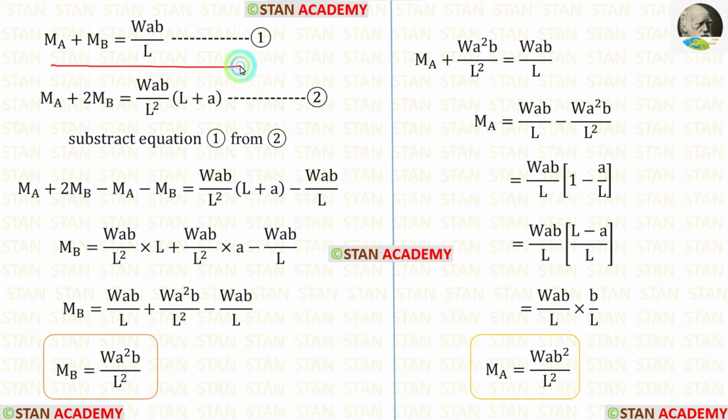In the first equation, let us apply the value of MB. Let us take this term on the right side, so it will become negative. WAB upon L is common, let us take it outside. For these two terms, let us take LCM. 1 into L, we will get L. We know that L minus A is B. B into B, we will get B square, and L into L, we will get L square. Finally, we have got MA, which is equal to WAB square upon L square.